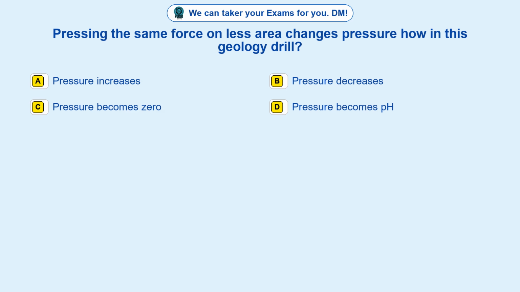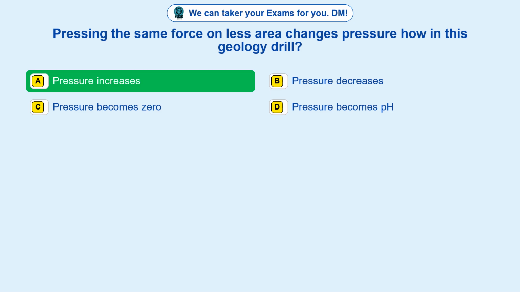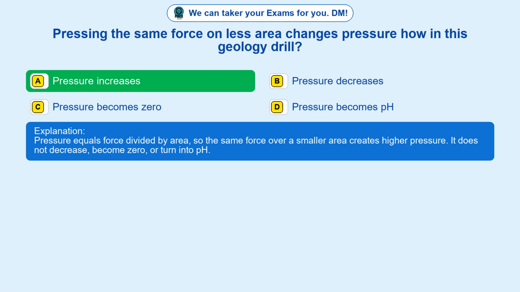Question 79. Pressing the same force on less area changes pressure how in this geology drill? Option A, pressure increases. Option B, pressure decreases. Option C, pressure becomes zero. Option D, pressure becomes pH. The correct answer is option A. Pressure increases. Pressure equals force divided by area, so the same force over a smaller area creates higher pressure. It does not decrease, become zero, or turn into pH.